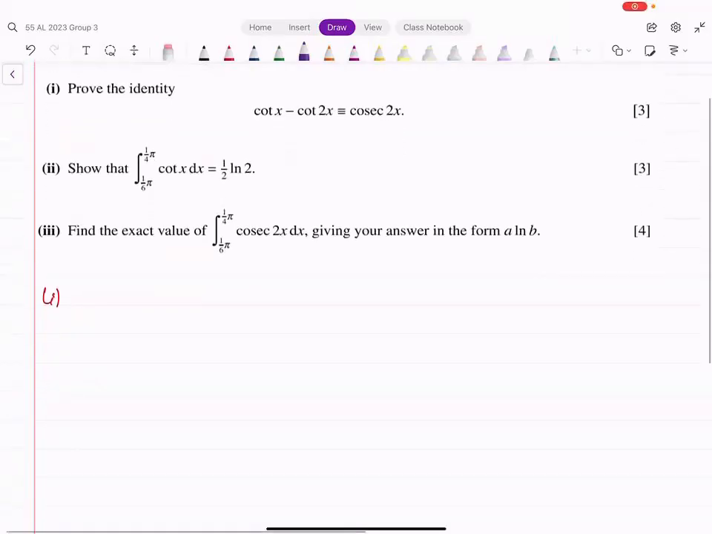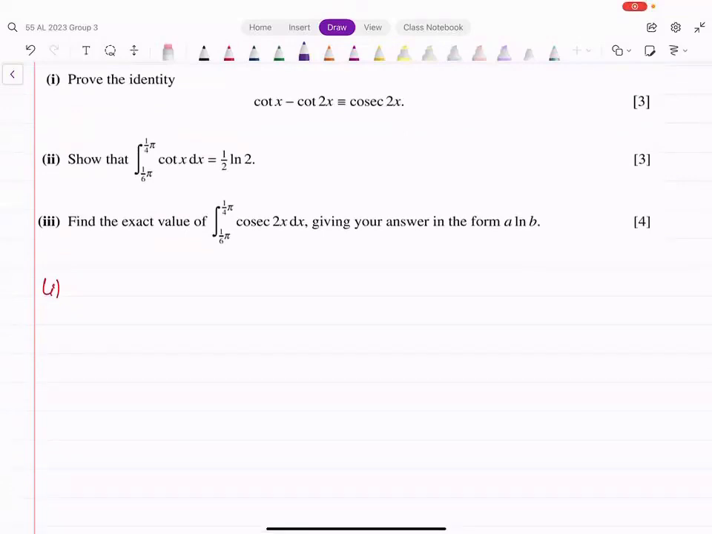Cot x minus cot 2x, that is identical to cosecant 2x. ये हमें prove करना है. Let's start from the left hand side. Prove क्या करना है? Cosecant 2x चाहिए ना इनके ऊपर. Cosecant क्या होता है? It's 1 over sin 2x.